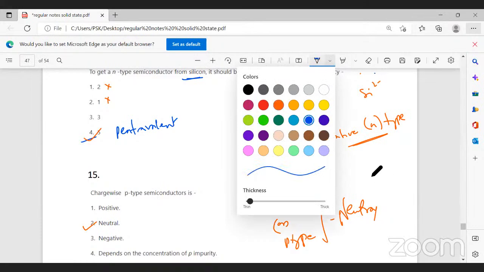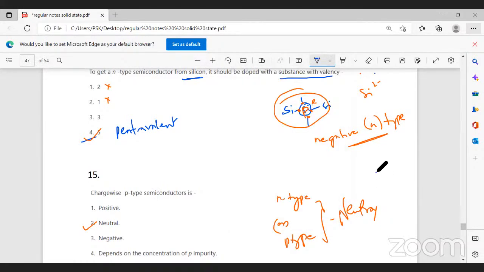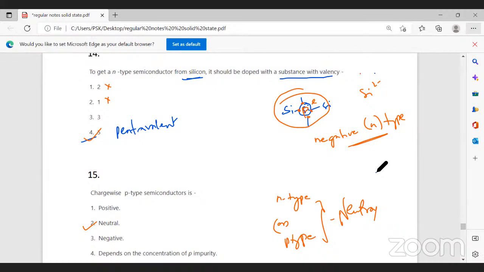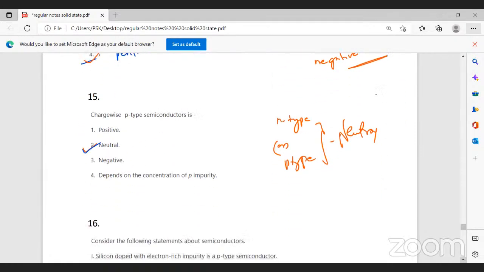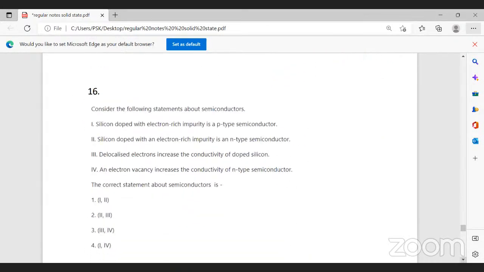Do not come to the conclusion that just because we say positive type, the semiconductor has positive charge, or N-type means the semiconductor has negative charge. No, they're asking about the net charge in the semiconductor. The net charge is always 0. That is why it is stable. Otherwise, it will be reactive. Therefore, the net charge here is 0, and we say it is neutral. Followed? Yes, sir.